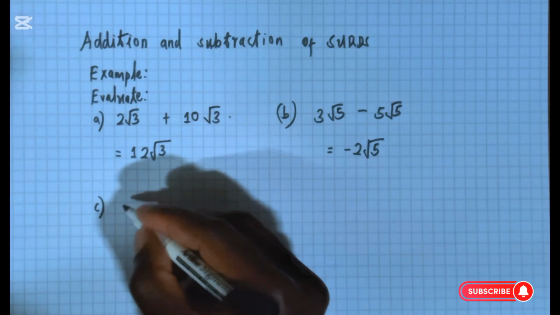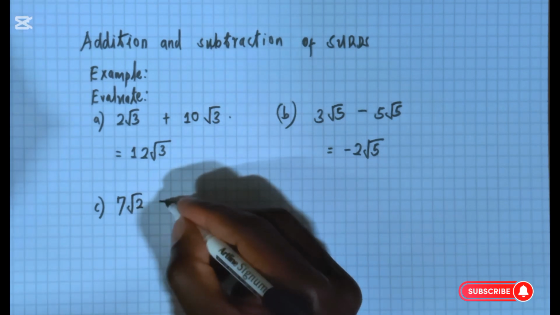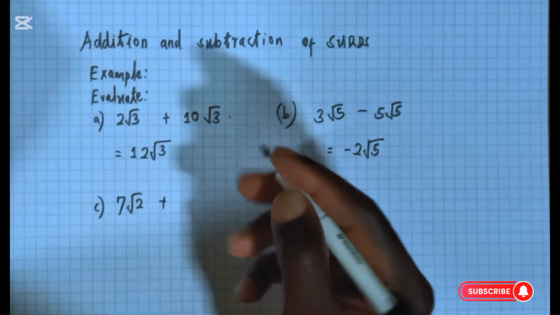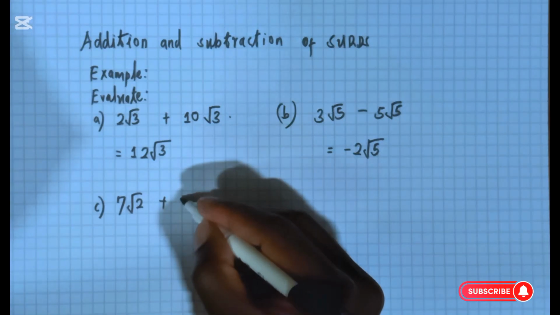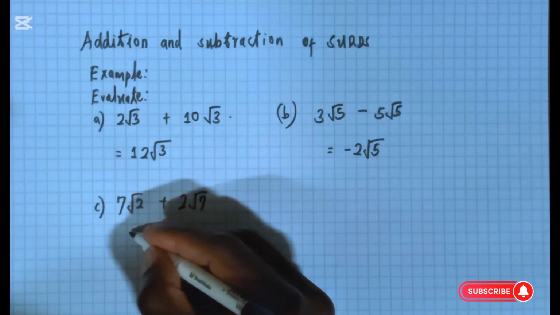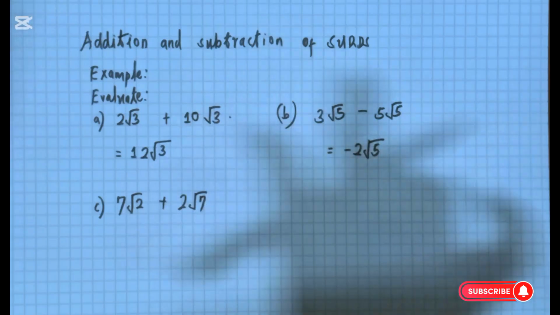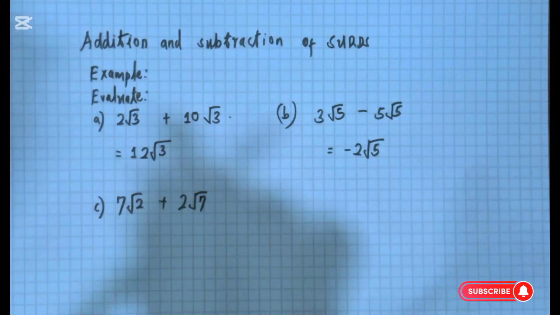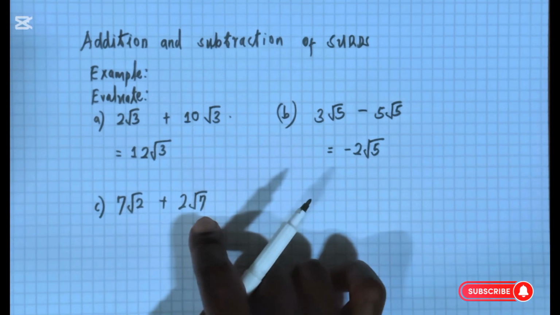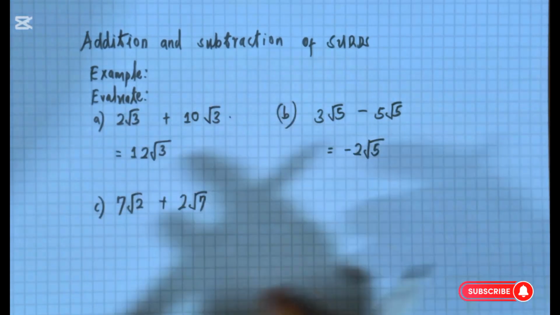Okay, so we have a problem here that is 7 root 2 plus 2 root 7. All right, so when you look at this, we want to first of all look at the numbers under the root sign. So for the first number, the number under the root sign is 2. For the second number, the number under the root sign is 7. All right, that therefore means that these surds are not alike, they are unlike.